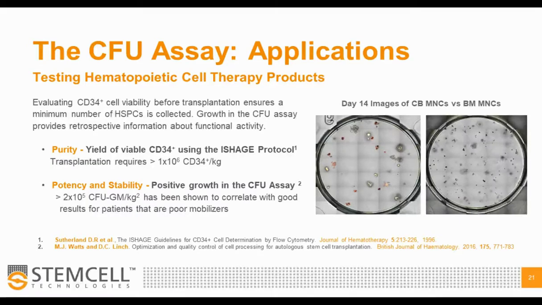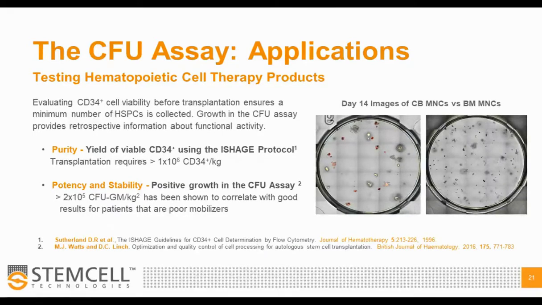It's retrospective, yes, information about the functional activity, but it's quite critical when you think you've had the right dose, you've injected your patient, and then you realize 3 or 4 weeks later they're not engrafting. If you have set up the CFU assay and you had no growth, you'd be very quickly looking for another donor.